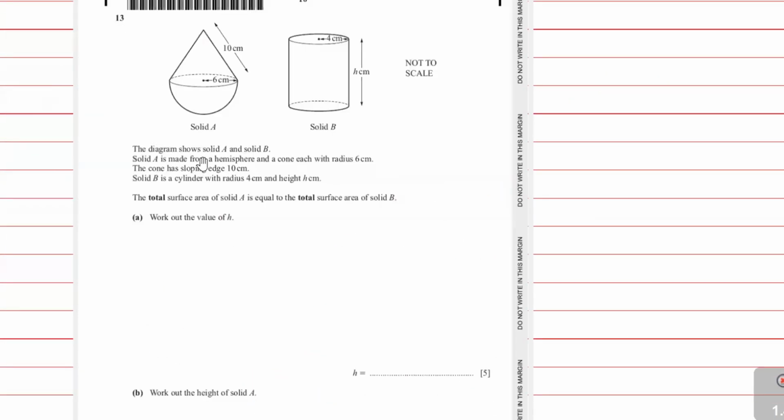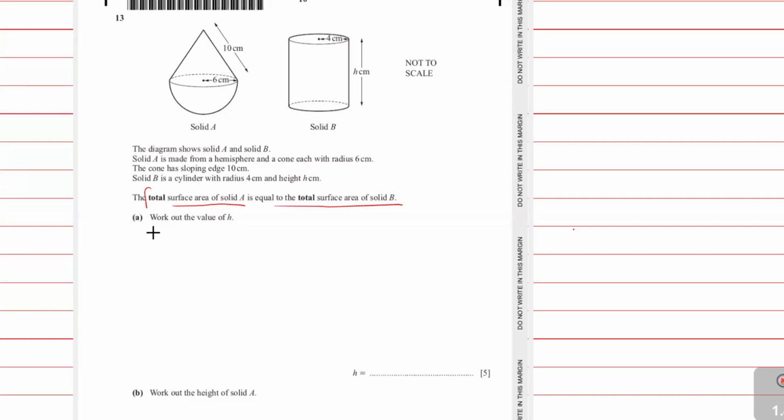Question 13. The diagram shows solid A and B. Solid A is a hemisphere and a cone. The cone has a slant height of 10 centimeters. Solid B is a cylinder with radius 4 centimeters and height H. Total surface area of solid A is equal to total surface area of solid B. Work out the value of H. Look here in this question, surface area of solid A is equal to surface area of solid B.